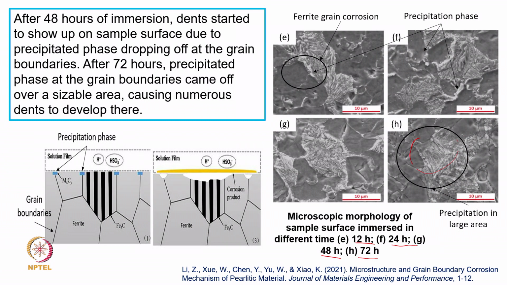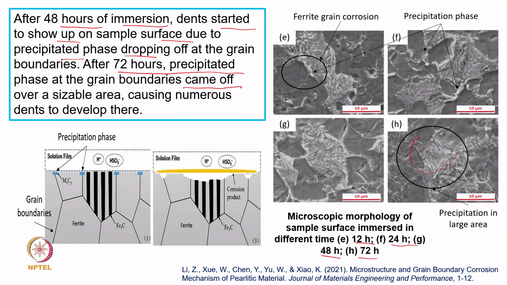So, what we can say here, after 48 hours of immersion, it started showing up on the sample surface due to the precipitate phase, the Fe3 phase, at the grain boundaries, and after 72 hours the precipitate phase of the grain boundary came off.